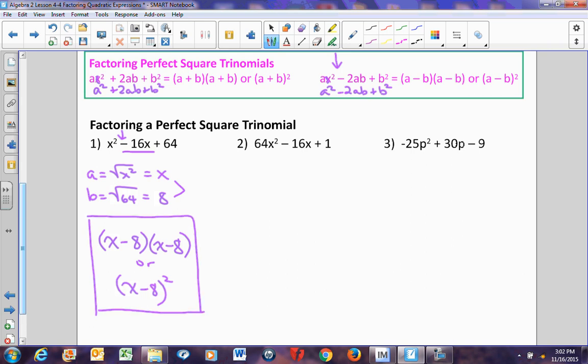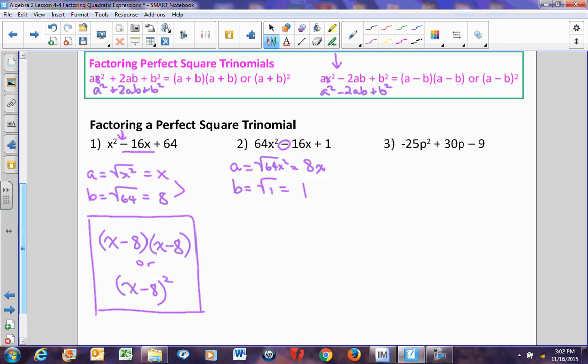Okay, let's look at number 2 here. My a term is the square root of 64x squared, which is just 8x, and my b term is the square root of 1, which is just 1. 8 times 1 is 8, times 2 is 16, so yes, this is a perfect square trinomial.